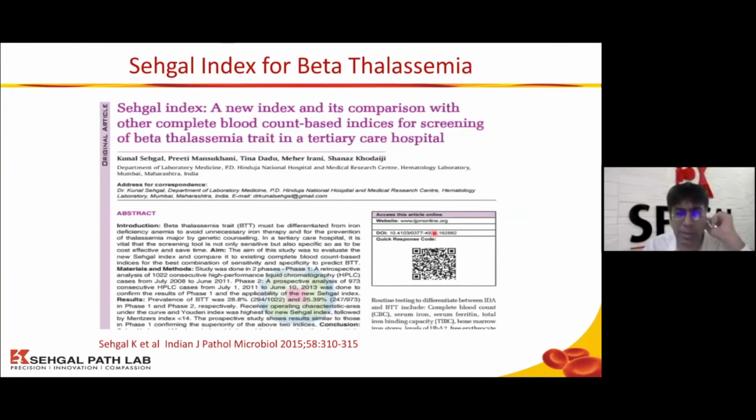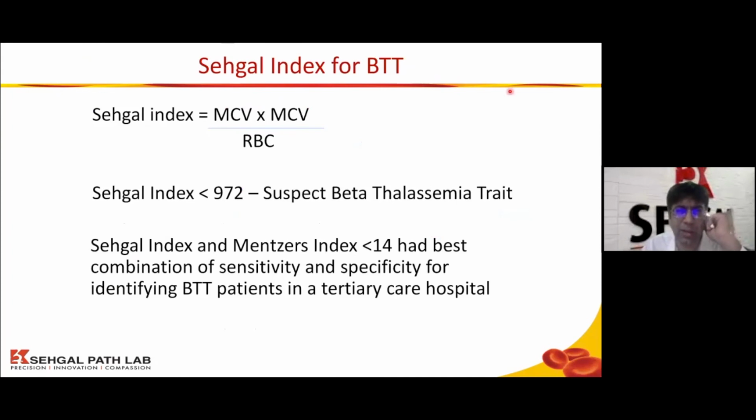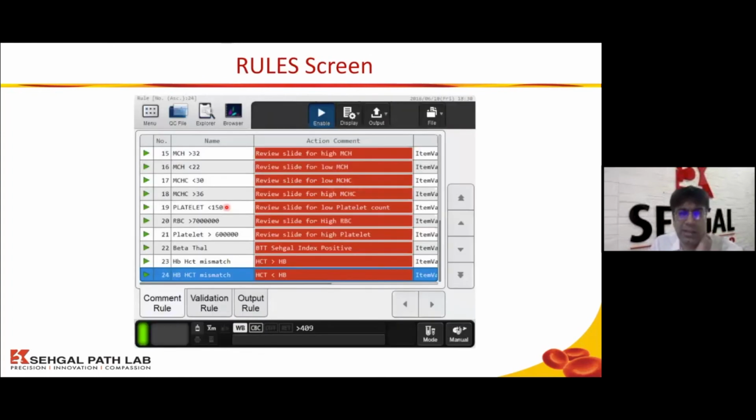So this Sehgal index is based on a publication. This is the reference article where we used the formula of MCV square by RBC less than 972. Now this is purely to be used in our practice as a criteria in a lab. This is not for community screening. This is useful only to evaluate, screening THAL traits with more sensitivity and specificity. One could argue that sensitivity of various other indices are great. You could use any indice. This, out of my own experience and practice, is what we are using in our analyzer.